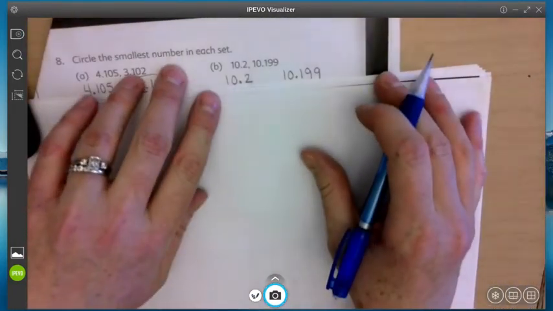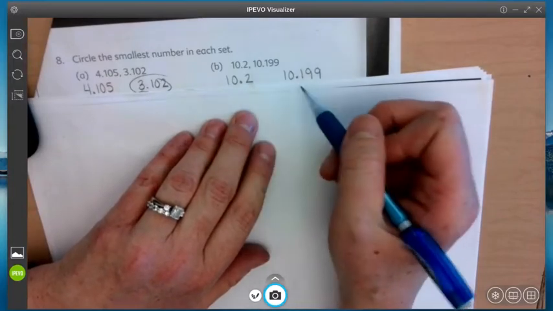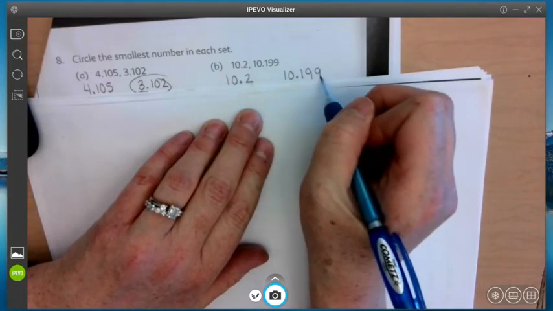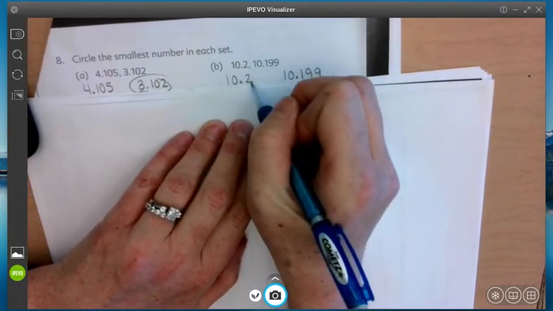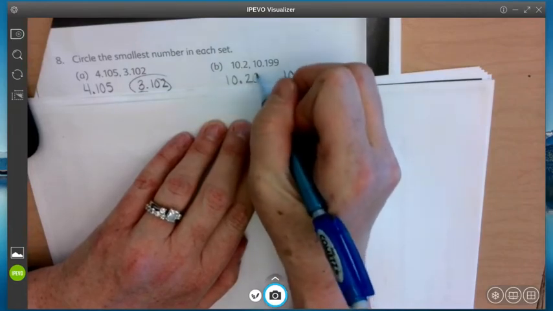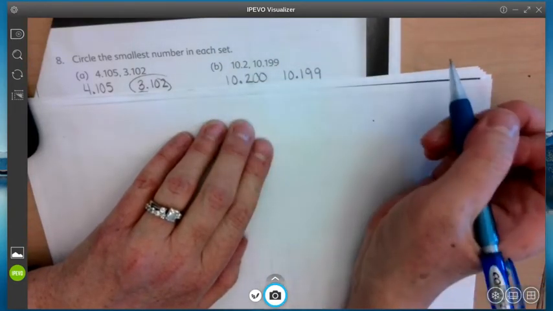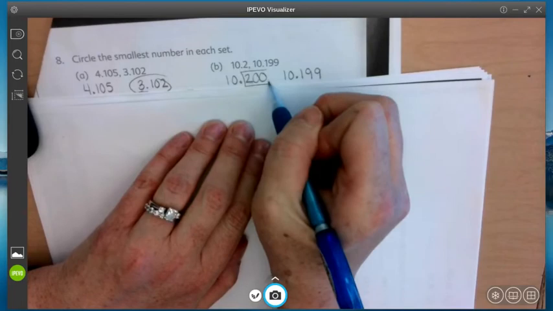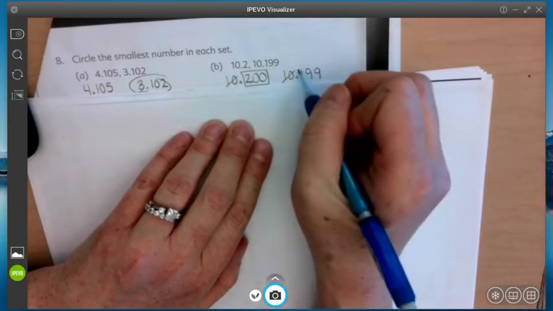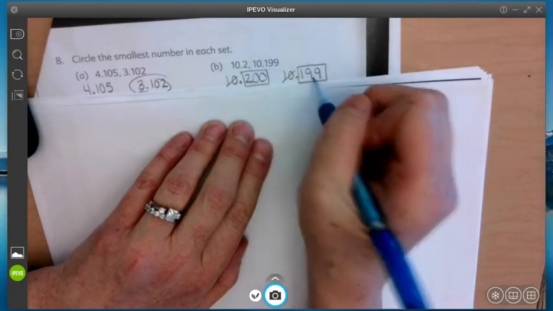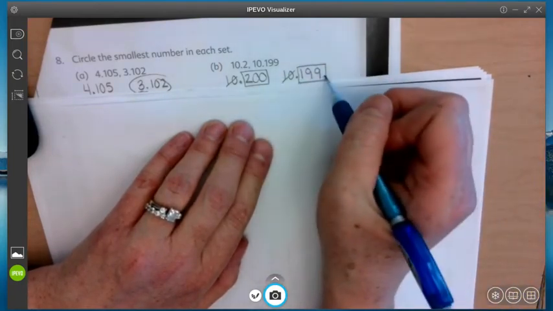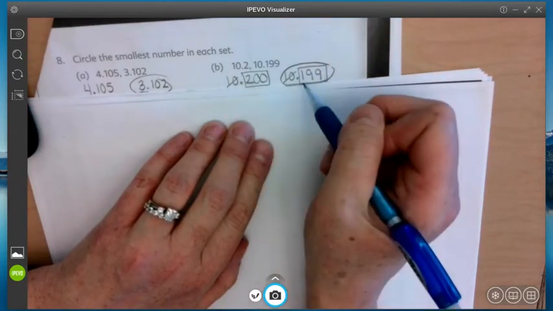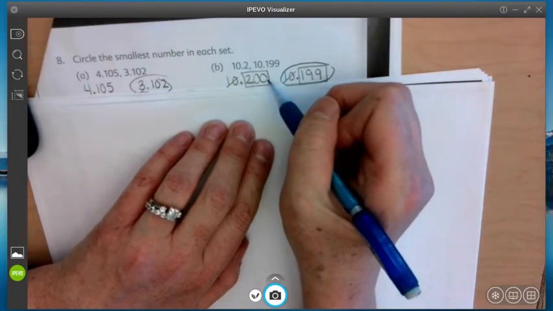Okay, this is where it got a little bit more difficult. We have 10 and 2/10, or 10 and 199 thousandths. What I taught you was, see how there's 3 digits after the decimal for this one, and only 1 digit after the decimal here. So I'm going to add 2 more digits, and I can add zeros. You could add as many zeros as you want, and it's still the same number. Now it's easier to look at. They both have 10, so we're not looking at that. Which one's bigger, 200 or 199? Well, 200 is bigger, so this one would be the smaller number, because this is 199 thousandths and this is 200 thousandths. So this one has 1 thousandth more.